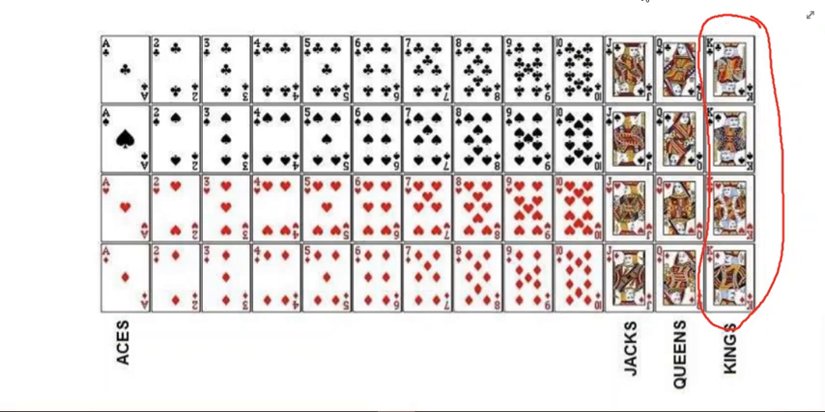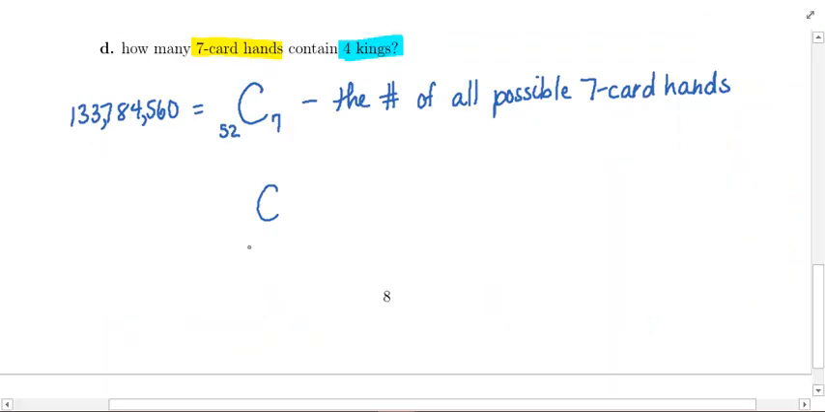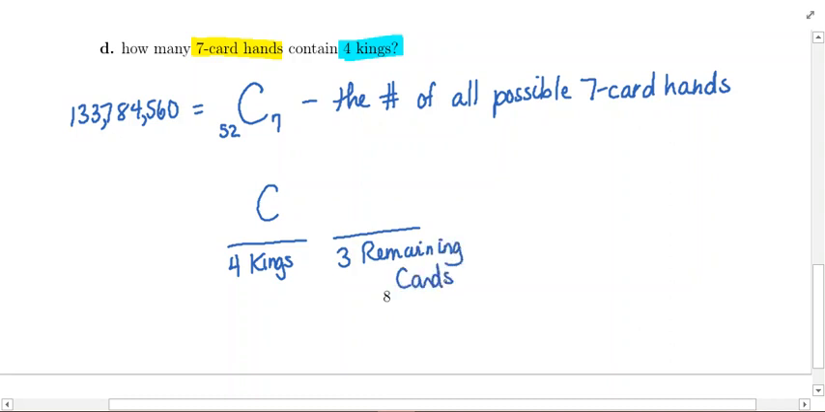So this is what we're going to do to solve this problem. I'm going to make 2 blanks. The first blank is going to be to handle the 4 kings, and the other blank is going to be to handle the 3 remaining cards. Because you kind of want to think of it this way: you have to make sure that the 4 kings are chosen, and then you still have 3 more cards to choose. So this is how we're going to handle this, and we're going to multiply these together.